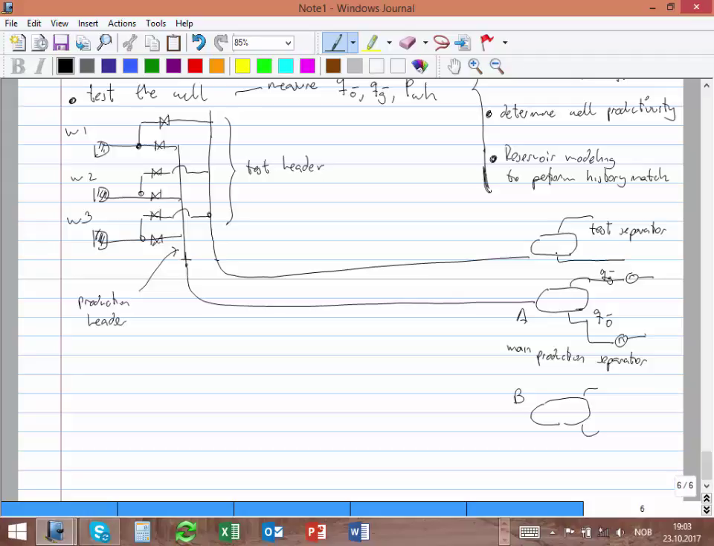So now you have pen and paper, so let's pause the recording and try to solve that problem. We have three wells and we want to send them to three places: train separator A, separator B, or the test separator. How does the arrangement of valves look? How does the manifold look? Where do you have the test header and the production header?